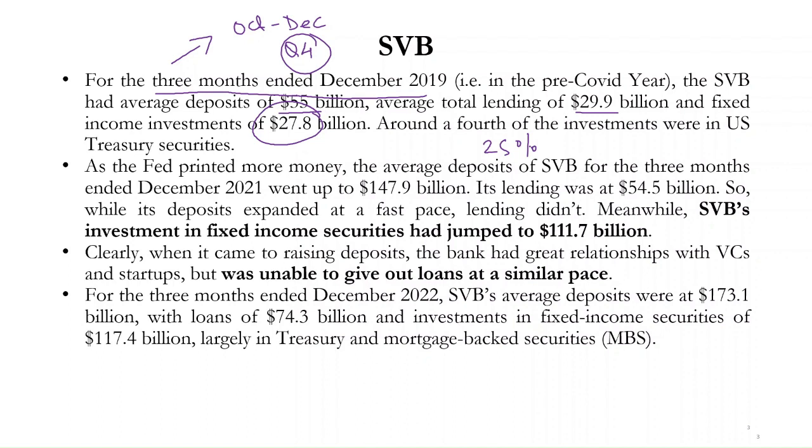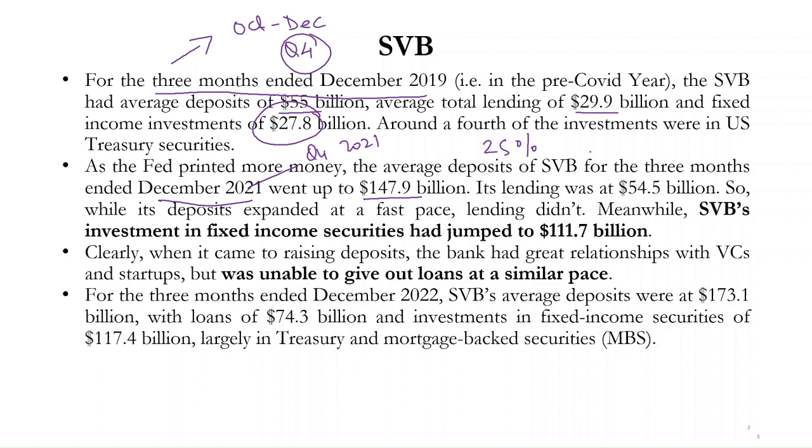Now, as the Fed printed more money, the average deposits of Silicon Valley Bank for the 3 months went up to $147.9 billion. We are talking about Q4 of 2021, the second year of the pandemic. Till then, the Fed was printing more money, so people had more money to deposit. Thus the deposits, which were $55 billion in December 2019, went up to $147.9 billion.